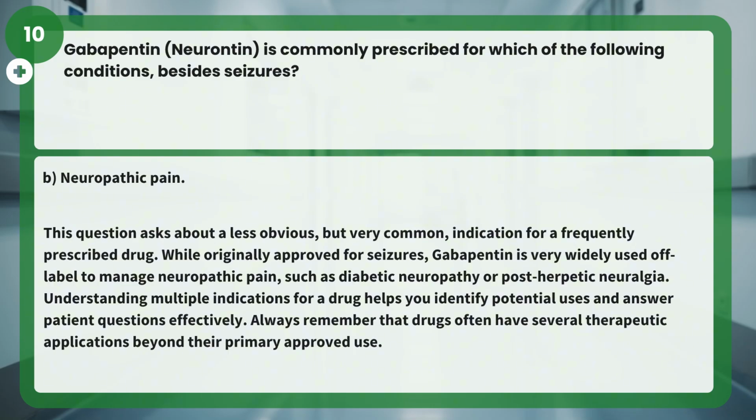Answer B. Neuropathic pain. This question asks about a less obvious, but very common indication for a frequently prescribed drug. While originally approved for seizures, gabapentin is very widely used off-label to manage neuropathic pain, such as diabetic neuropathy or postherpetic neuralgia. Understanding multiple indications for a drug helps you identify potential uses and answer patient questions effectively. Always remember that drugs often have several therapeutic applications beyond their primary approved use.